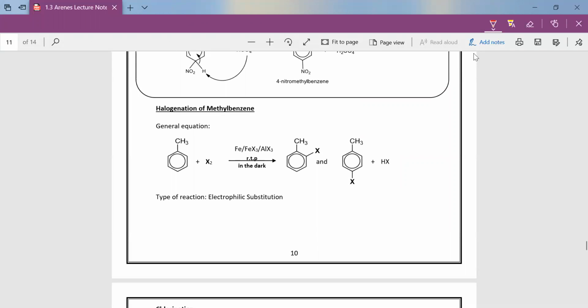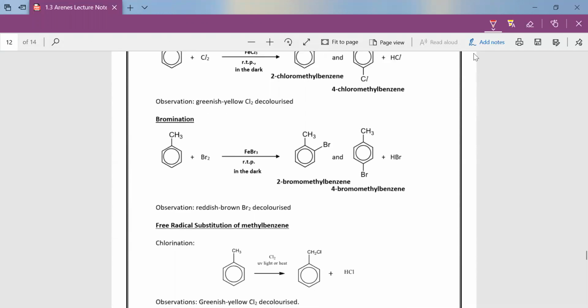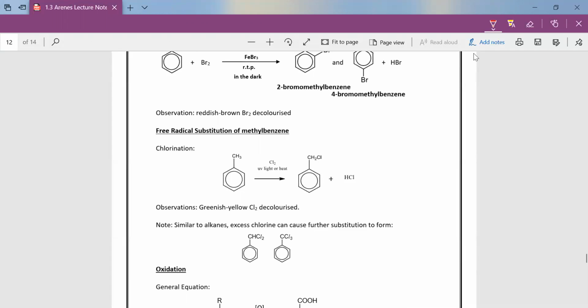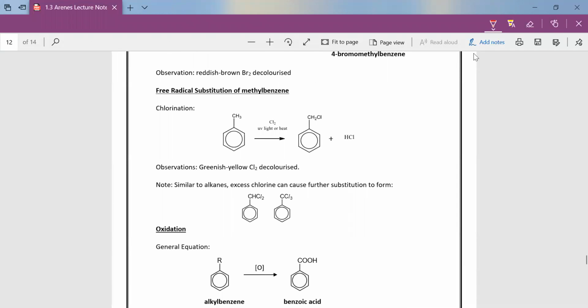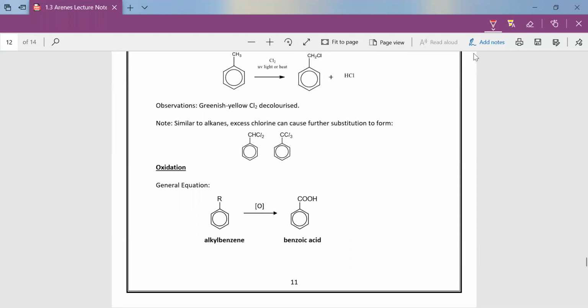Okay, same thing with the halogenation. Okay, for free radical substitution of methylbenzene, the conditions are pretty much the same as your alkanes, if you remember them. All right. For oxidation, this is a new reaction because for an alkyl group, normally if you put it through hot acidified chemical, nothing will happen to it.